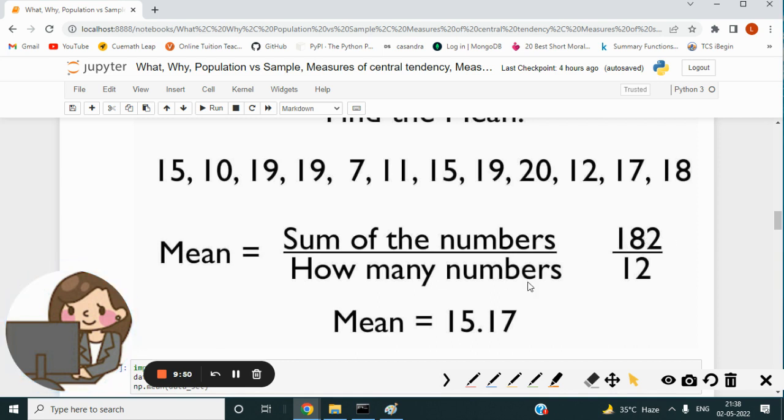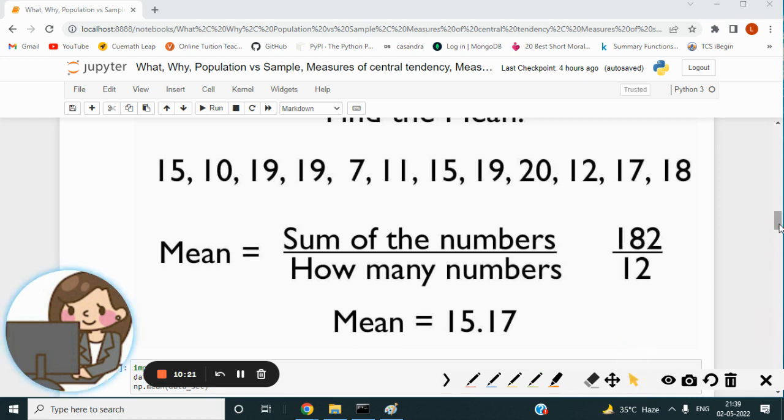Now, how many numbers are there? 1, 2, 3, 4, 5, 6, 7, 8, 9, 10, 11, 12. There are 12 numbers. So we divide the sum of the numbers by the number of numbers, and the mean here is 15.17. So mean is basically the mathematical average. This is how we calculate the mean, and we need to understand how we can calculate it.